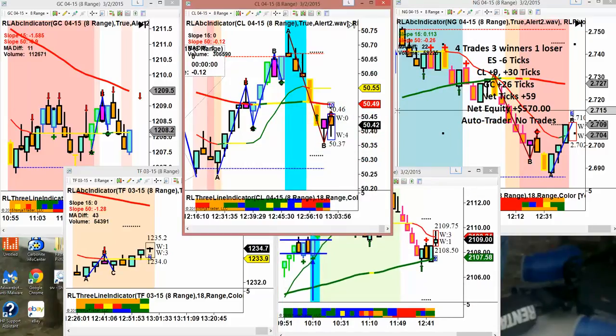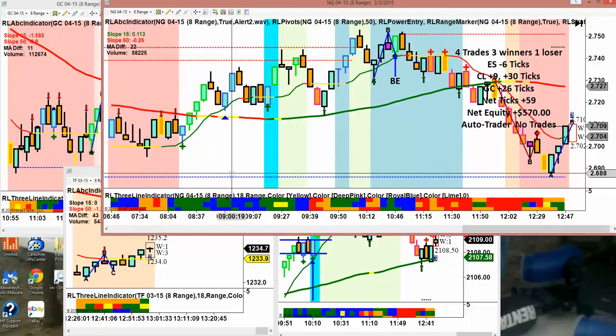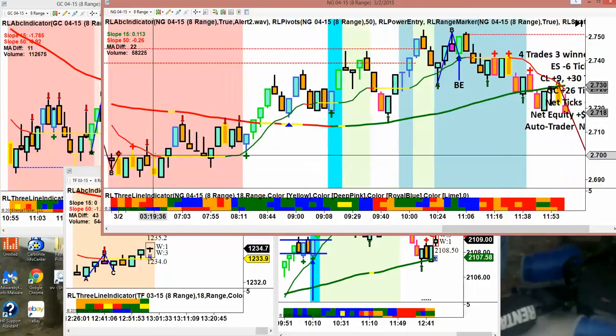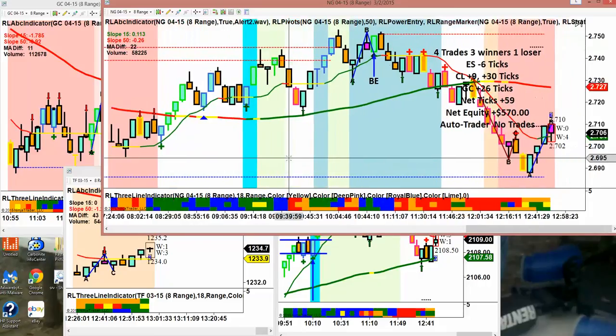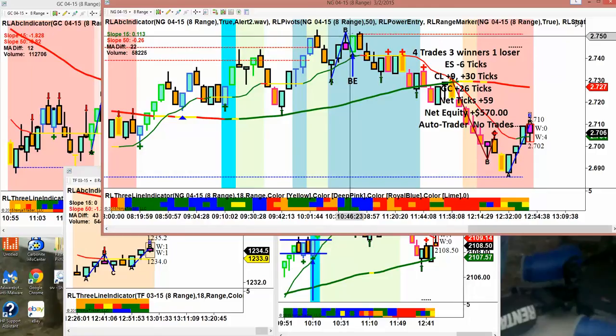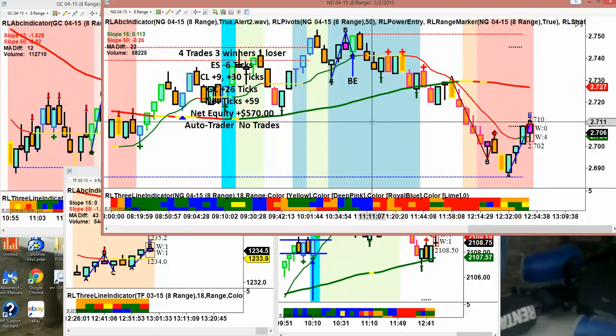And then on natural gas, we had nothing. There's really nothing to trade. Could have taken this trade. It was aggressive at 8.59. And then I took this long trade right here. It just went up a few ticks, went down a few ticks, and I closed it at break even. I didn't even put that into the net equity.